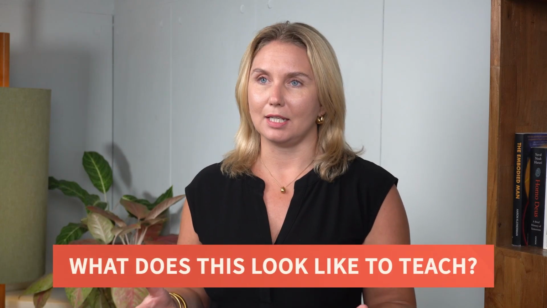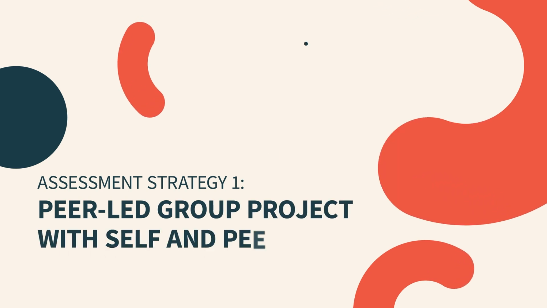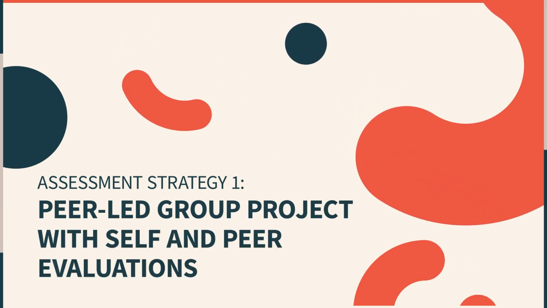So what does this look like to teach? For the sake of this video series being bite-sized, to discuss how we teach this, I'll work backwards from some possible ways to assess it, the classic backward design technique. Also, all examples that I provide have been designed to be AI resilient, addressing the latest challenge for educators. How do you create assessments that are challenging for AI to complete independently while encouraging authentic and critical thinking from the students? Assessment strategy 1, peer-led group project with self and peer evaluations.